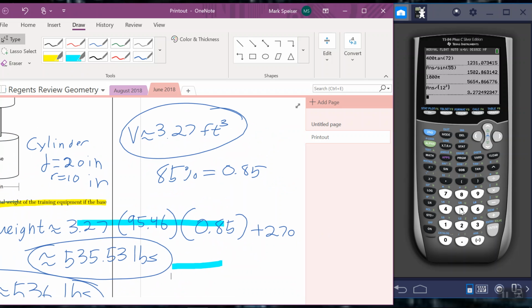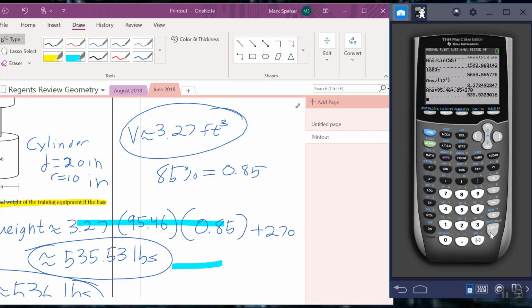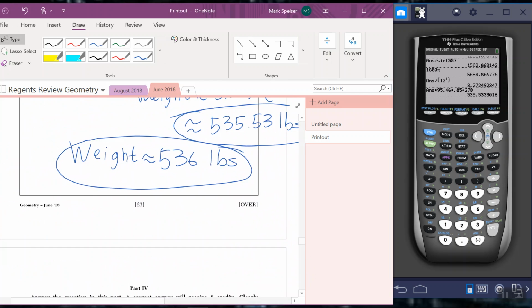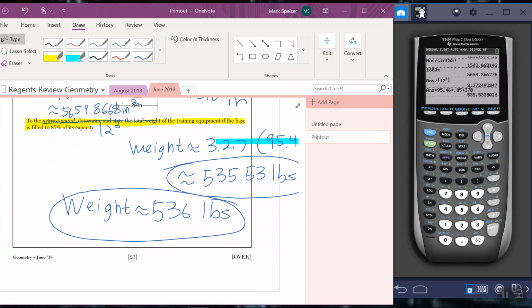So let's plug this in. This value, we times that by 95.46 times 0.85. Add that whole thing to 270. Try to do as much work as possible in the calculator in one step, which gives you 535.53 pounds. I'm going to round your answer to the nearest whole pound. The weight will be 536 pounds. Okay? And that is the final answer.